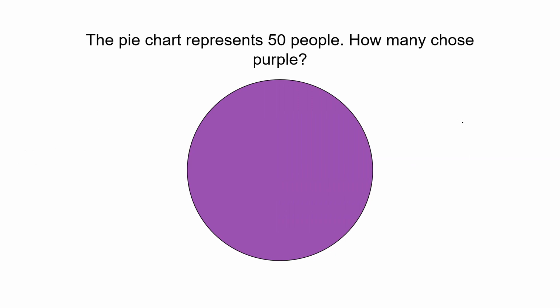Let's have a look at this one. The pie chart represents 50 people. How many chose purple? So we have a pie chart here, and it represents 50 people, and it asks us how many chose purple. Well, hopefully you'll see that the whole pie chart is purple. That means that 360 degrees of it is equal to purple. That means that all 50 people chose purple.